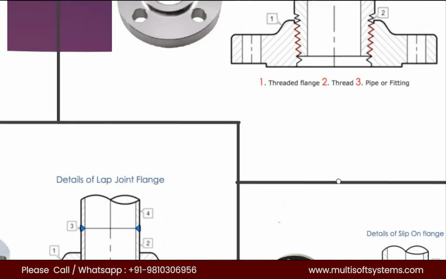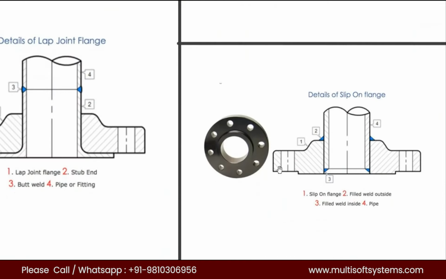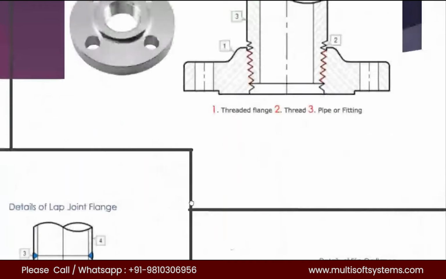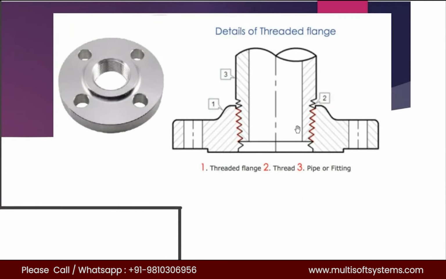And then the slip-on flange. It looks like a full round surface, and when you insert the pipe, it may come through to this side. So we make a weld on both sides: a fillet weld on the outside and inside of the slip-on. And then the lap joint is like a cup shape, with an extruded portion, and like the weld neck flange, we make a butt weld between the flange and the pipe. And the threaded flange, most probably in oil and gas high pressure, high temperature piping, we are not using. But this is the presentation of how the threaded flange looks.